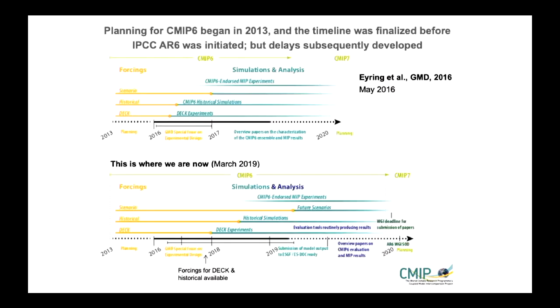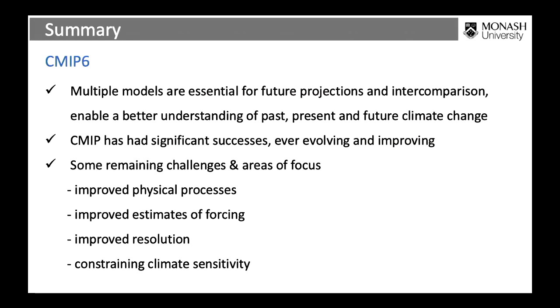This you won't be able to see, but this was the timeline. They wanted all the model groups to have run their experiments by 2017, but really they're only just coming in now. So there was a lot of discussion at the workshop about how we can do that better, and they're already planning CMIP7.